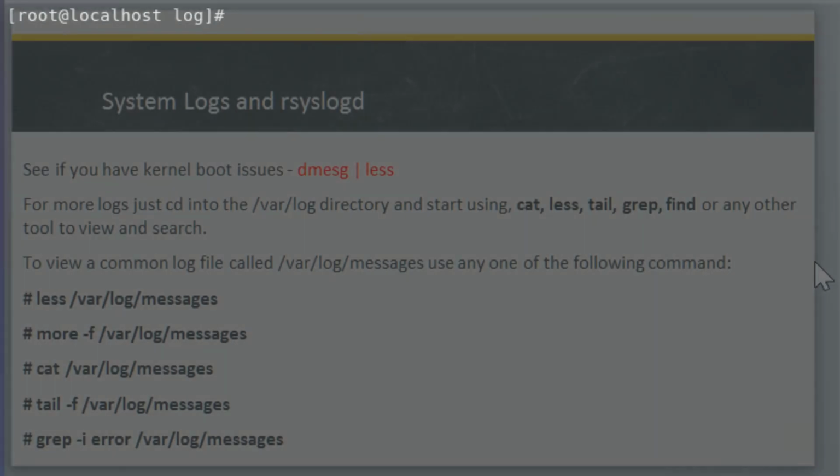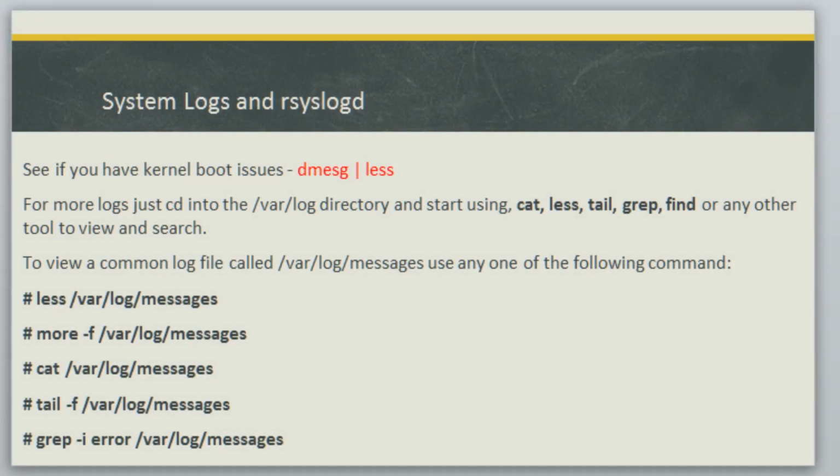Let's head back to our PowerPoint. And guys, the -i on grep means case insensitive, okay? So this will actually look for everything spelled error, whether it's a capital E or lowercase e or r. It just means case insensitive. Find everything that contains the word error, whether it's uppercase or lowercase.